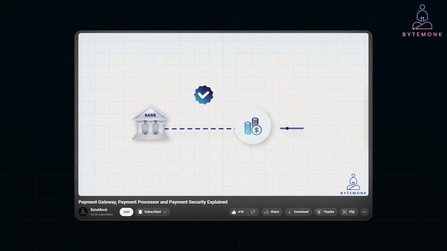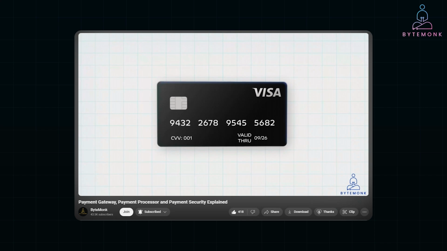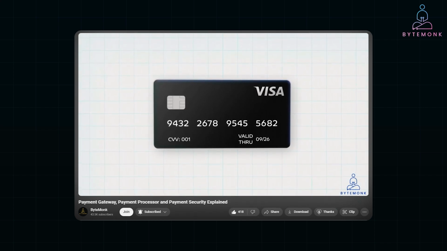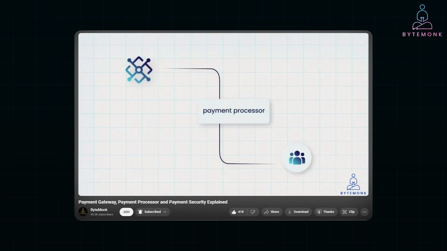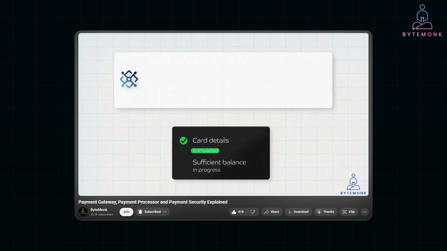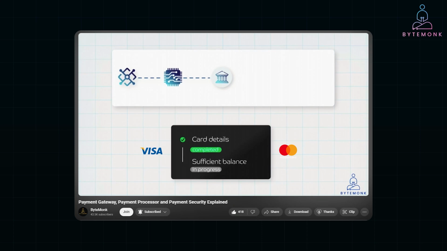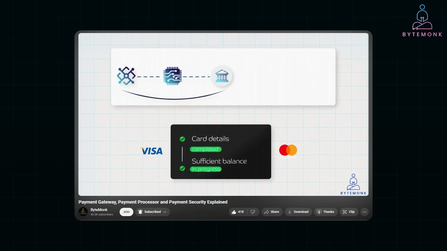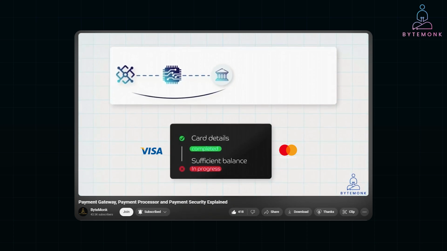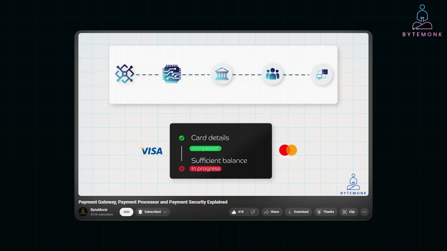For example, when you enter your card details on a website, the payment gateway encrypts this data and sends it for approval. And once the payment data reaches the payment processor, it communicates with the user's bank or card network, like Visa or MasterCard, to validate the payment information. It confirms available funds and completes the transaction. It's the engine working behind the scenes to ensure the money flows from the user's bank to the merchant's account.